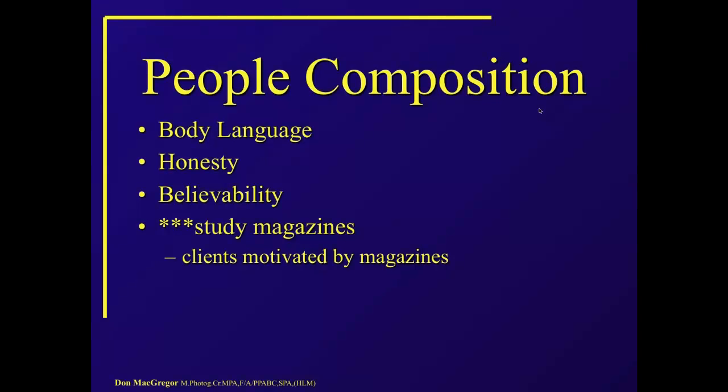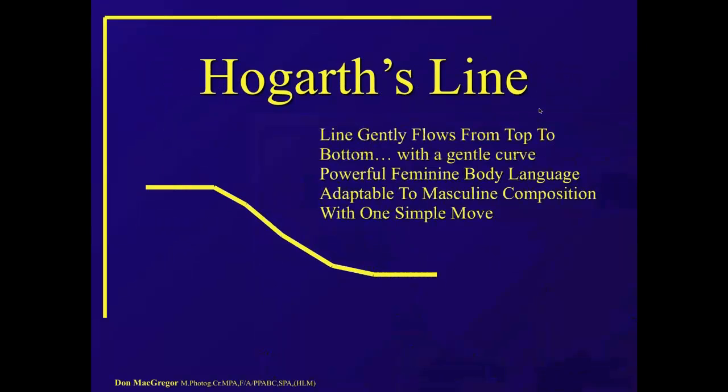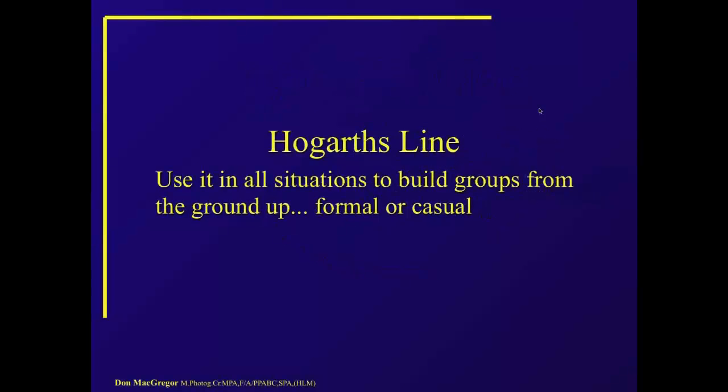Study things. Hogarth's line of beauty is something I learned years ago. Essentially, it's the S-curve, the infamous old S-curve. You can use this as a foundation to build groups, formal or casual, from the ground up. You don't have to go and buy a bunch of posing stools to work outdoors. We all add those things to our arsenal of tools over the years, but you don't need them right out of the box. This is what you need: Hogarth's line of beauty.